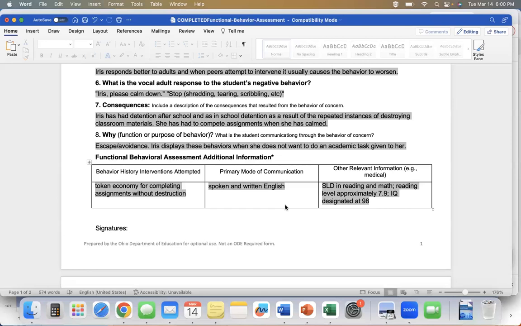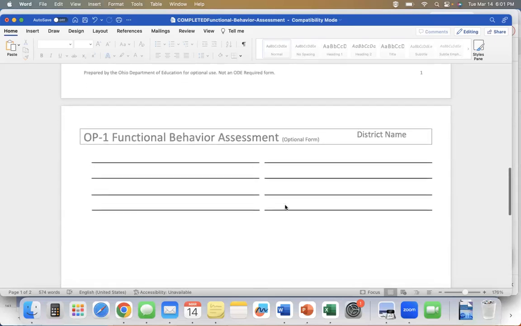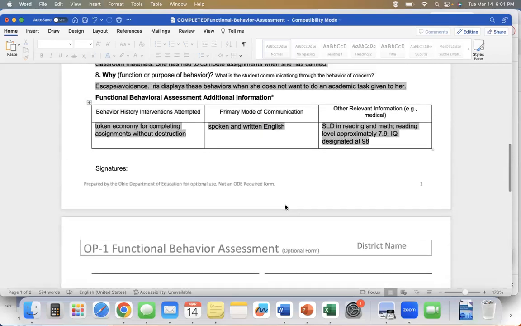Her reading level is approximately 7.9, which is the end of 7th grade, and she is in 10th grade at this point, so we're a little bit below grade level. IQ designated from her ETR at 98, which is only 2 points below what we would consider average. So this would tell us there are not any other major disability issues happening here. We have something happening with her specific behavior.